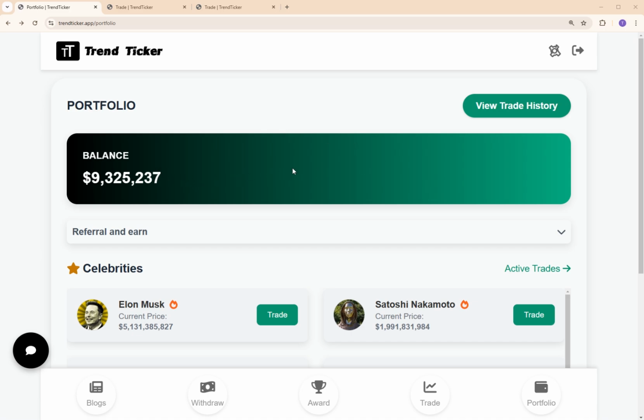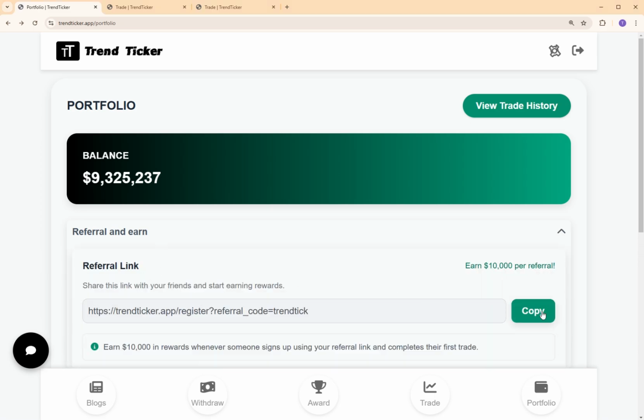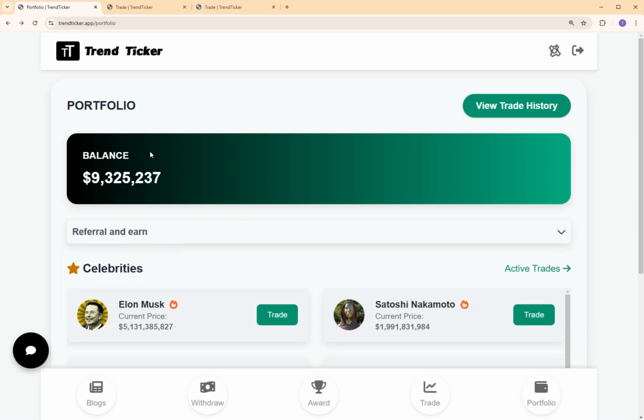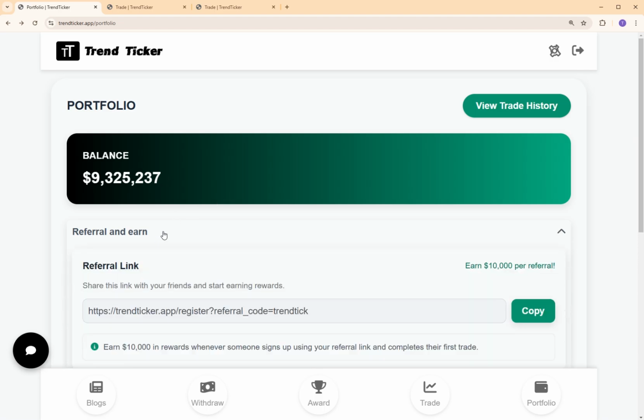Okay, so let's begin. When you create an account on TrendTicker, this is your portfolio balance. You will get a free balance of $50,000. If you want to increase your balance, you can click on Refer and Earn. You can see where my mouse is pointing. When you click on it, you can copy your referral link and send it to people. When they register using your referral link, you will earn $10,000 for each referral.